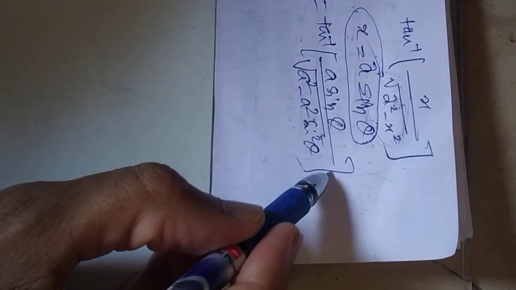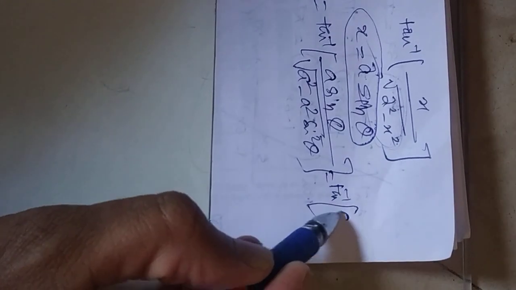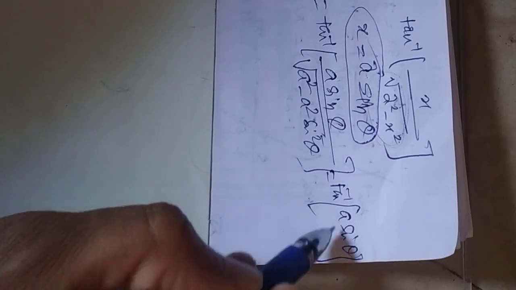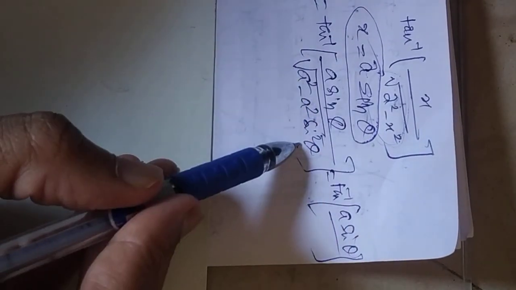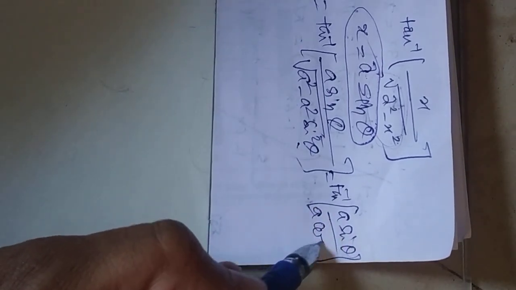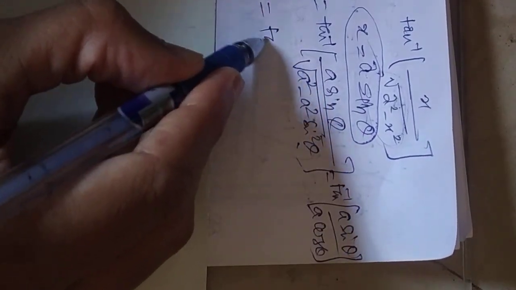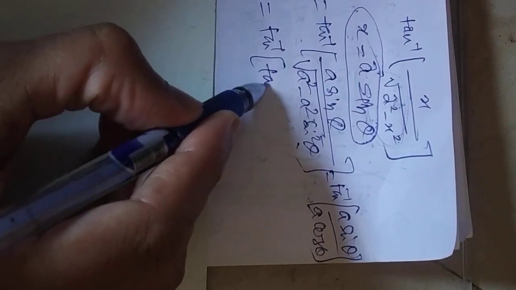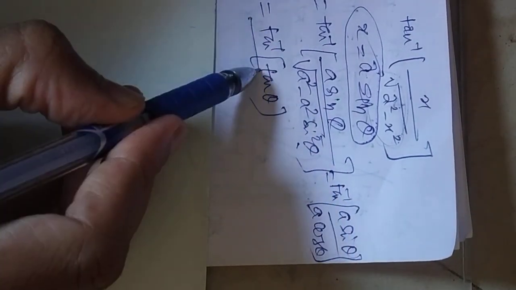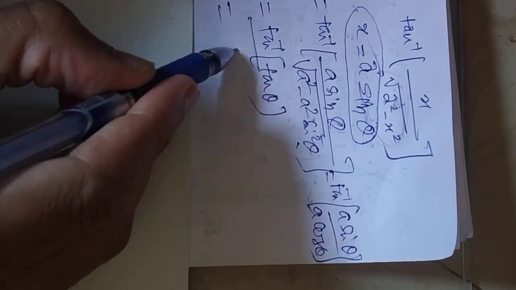Now you can write tan inverse as it is. The numerator is a sin theta upon a square. If you take common 1 minus sin square theta, you will be getting a cos theta. So the problem of a will disappear and you will get tan theta. So now it is more simpler, so you can write it as theta.